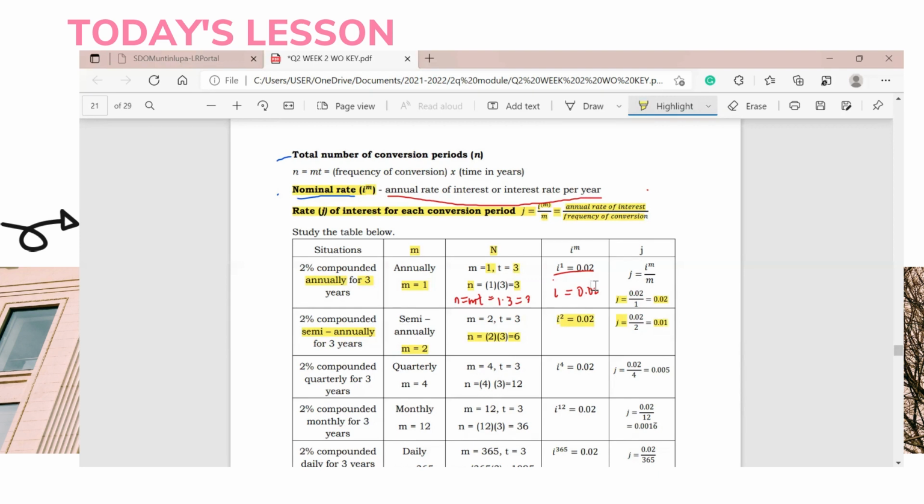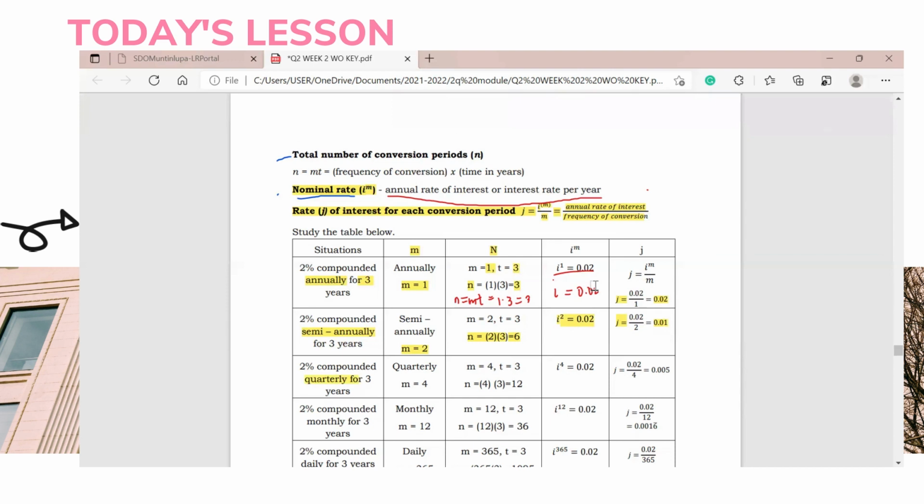2% compounded quarterly. Quarterly, ibig sabihin yung isang taon, dinivide sa 4 kasi quarterly. So, M is 4. Ang N mo ngayon ay MT, 4 times 3. Take note na ang T natin ay 3 years palagi. So, 4 times 3, 12. Ang i raised to 4 is equal to 0.02 pa rin because always naman 2%. This time, 0.02 divided by 4. So, this is now 0.005.